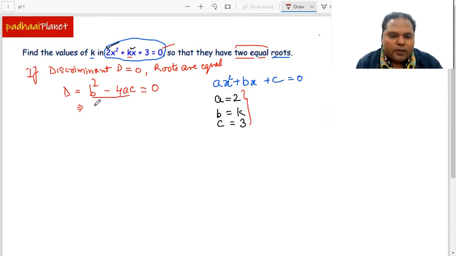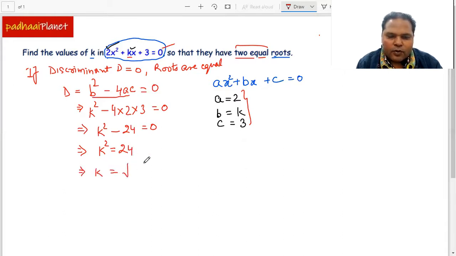So b square means k square, minus 4 times a, that's 2, and c, that's 3, and all of it is equal to 0. So this is k square minus 24 is equal to 0. Which means that k square is equal to 24, and k is equal to square root 24, that's equal to 2 root 6. So this is the value of k, and I hope you could understand.